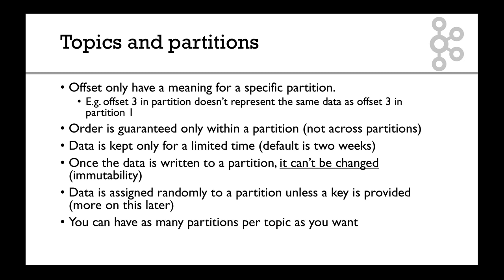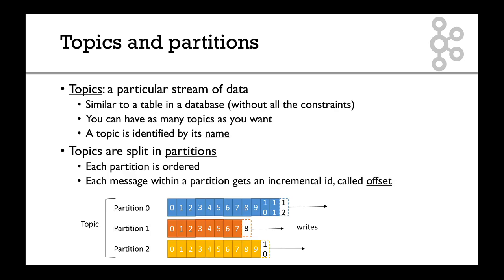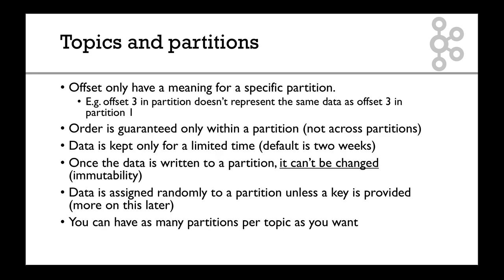Now, offsets only have a meaning for a specific partition. So for example, offset number 3 in the partition doesn't represent the same data as offset number 3 in partition 1. So as you see before, if we take offset number 7 in partition 0, it doesn't mean anything except for partition 0. For partition 1 and partition 2, you may have other data completely different, you have no idea. So offsets are only for a specific partition.